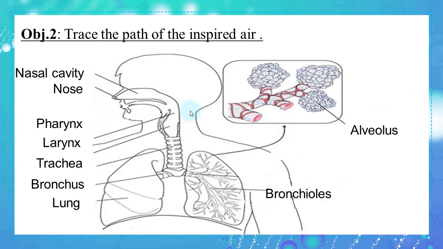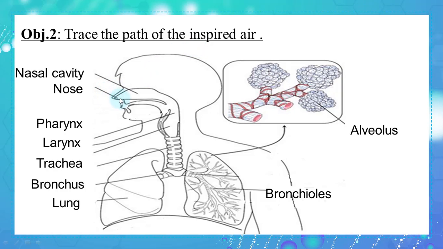After we were introduced to the parts or the organs of the respiratory system in a human, here we are going to learn how to trace the path of inspired air. Path means the direction of inspired air. That means the inhaled air or the air that enters our body.